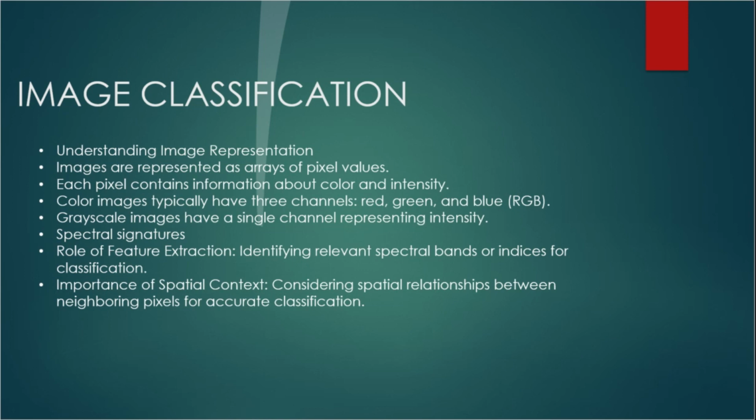So spectral signatures, these are unique spectral reflectance patterns of different land cover types. So the role of feature extraction is identifying relevant spectral bands or indices for classification. And the importance of spatial context is considering spatial relationships between neighboring pixels for accurate classification.